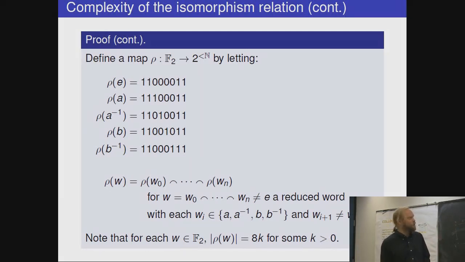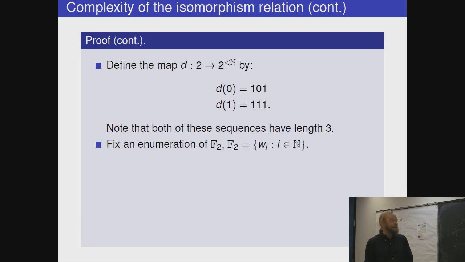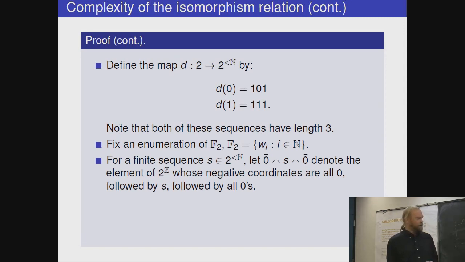That's important later. I'm also going to want to encode individual digits, so I'll come up with these 2 patterns. The point is, these are things I'll be able to recognize later when I see them appearing in some element of the subshift. They both have length 3. I'll enumerate all of the elements in my free group on 2 generators as a countable group, numbering them from 0 onward. And just another bit of notation: I'll use 0 bar to indicate an infinite sequence of zeros, either on the left or on the right.